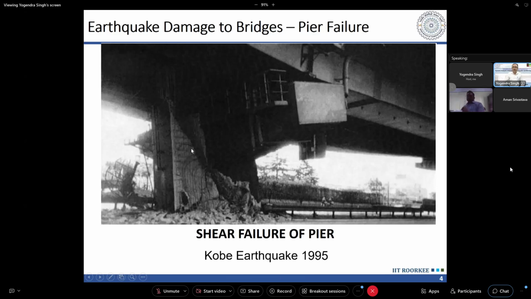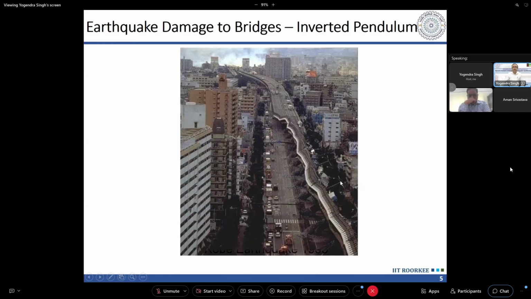And shear failure is the most common, and it is also brittle failure. So when shear failure occurs, adequate energy dissipation is not available, and due to that there is a sudden failure. Then bridges are different than the buildings because bridges are like inverted pendulums, and that behavior of the bridges we have to take into account.